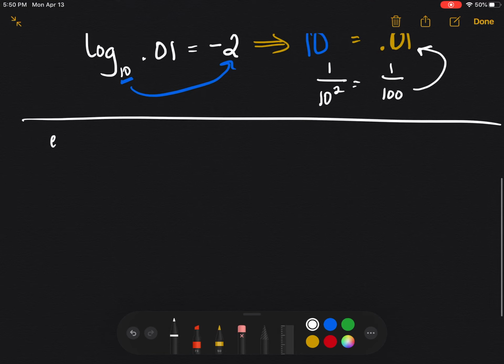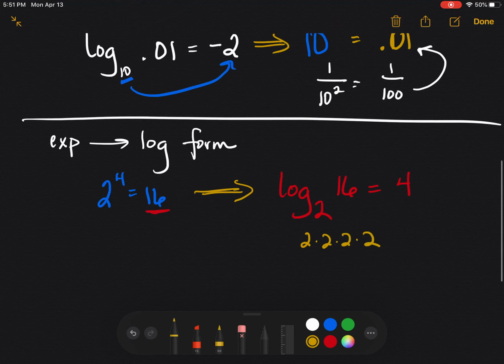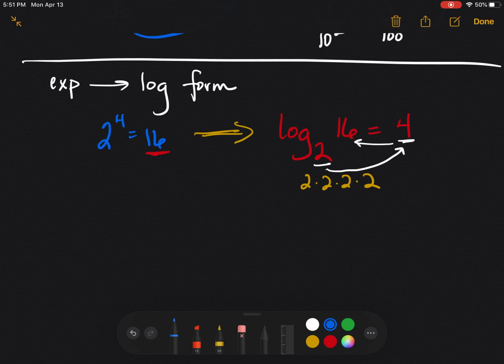Now we're going to go from exponent to log form. Really the same thing, just going backwards here. So if I gave you 2 to the 4th equals 16, how would we write that in log form? Well, remember, with logs, our base goes down here. And then this number is next. 2 to the what power equals 16? 2 to the 4th power, right? Because 2 times 2 times 2 times 2 equals 16. So that's what we're saying. 2 to the fourth power equals 16. Okay, let's look at another example here.